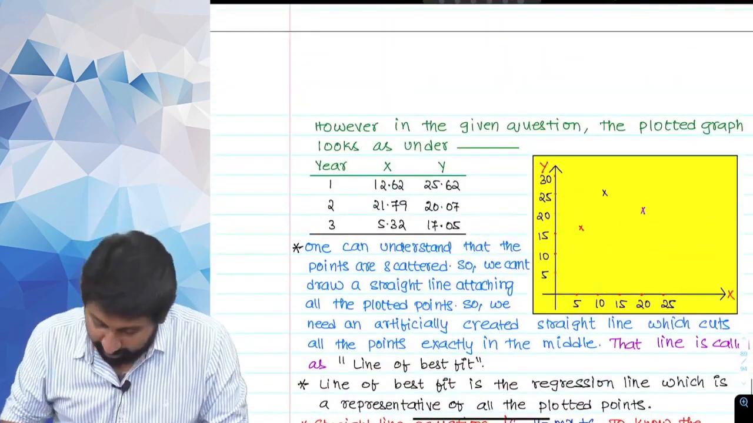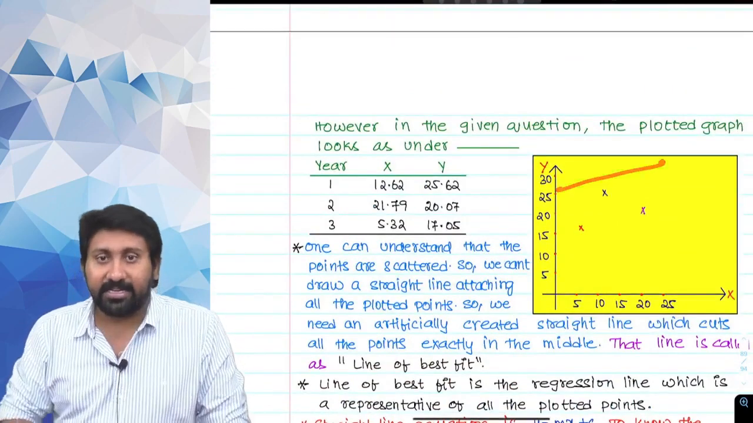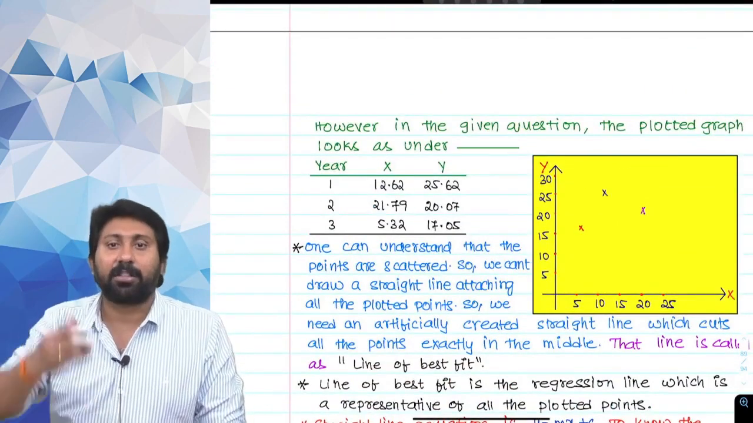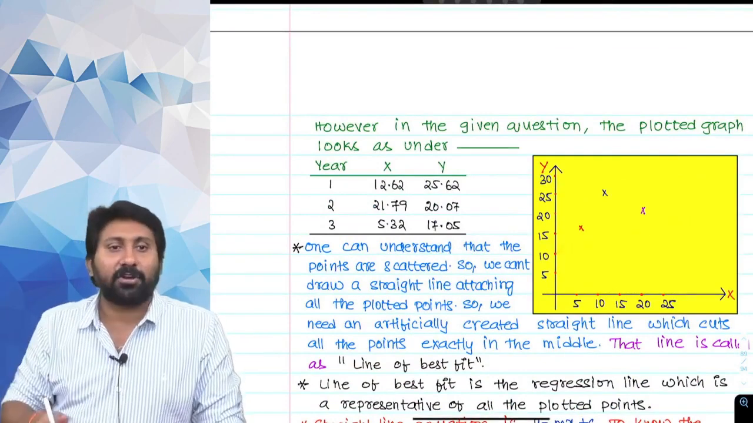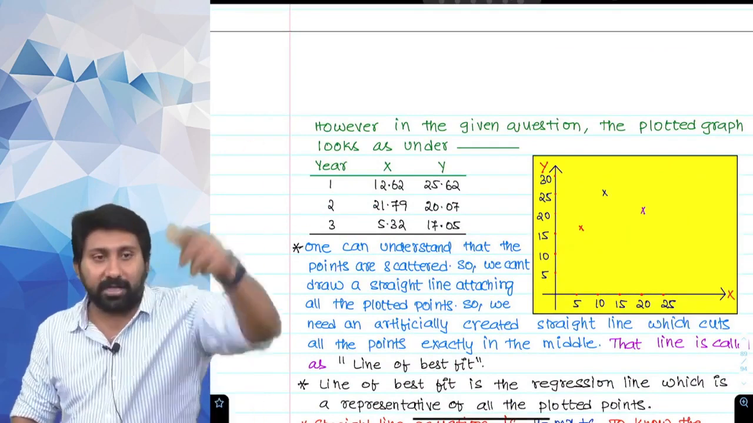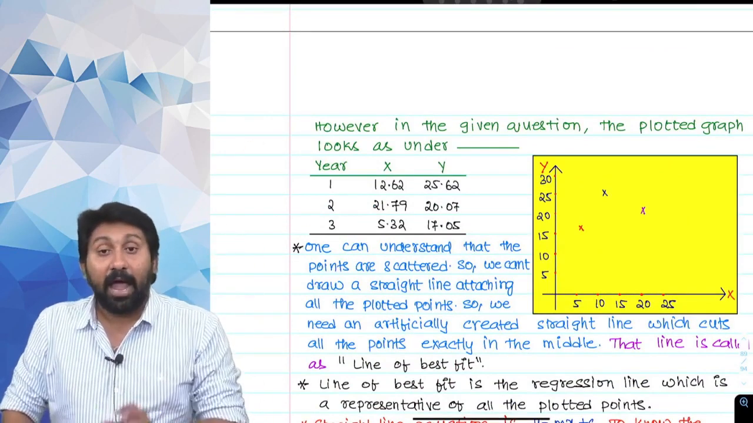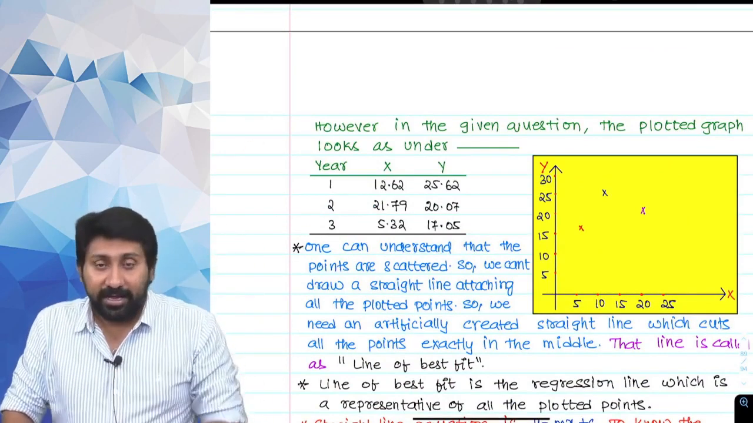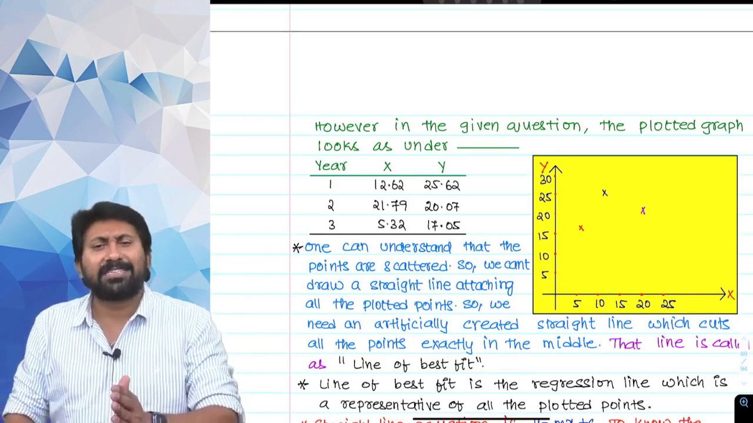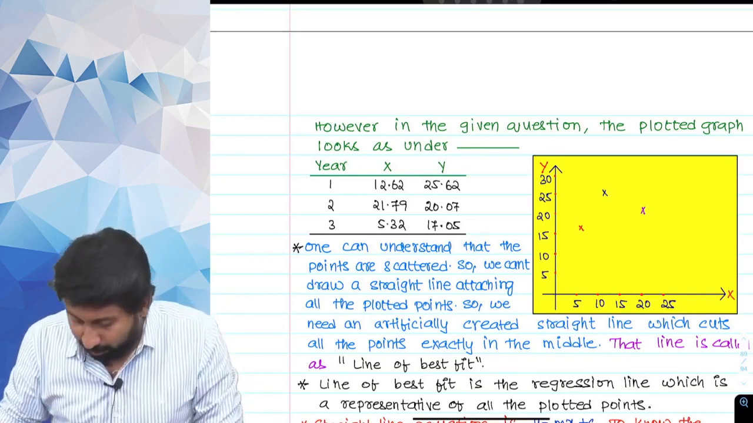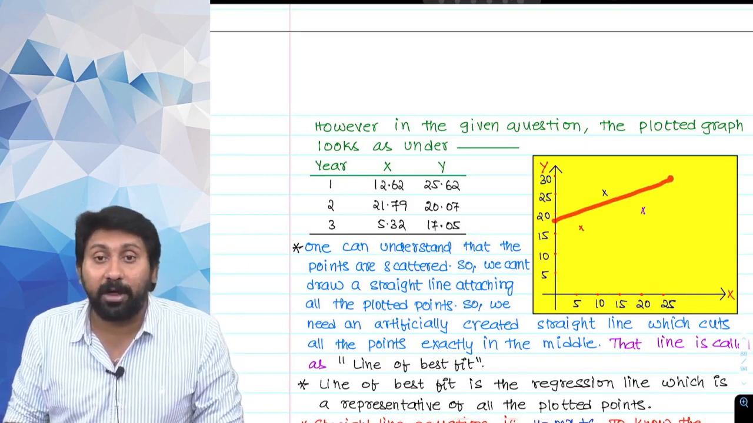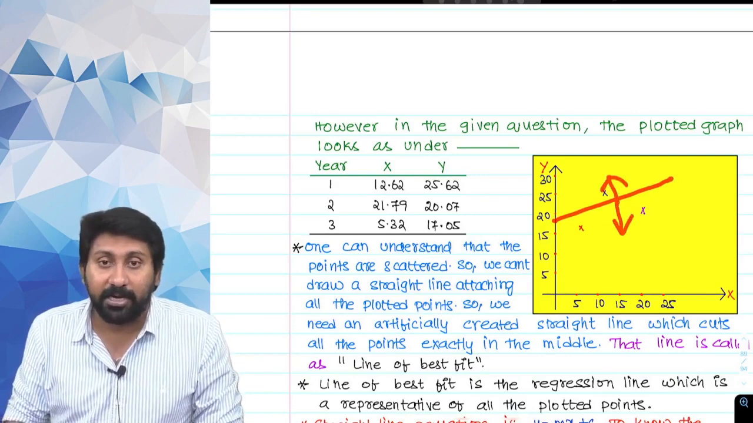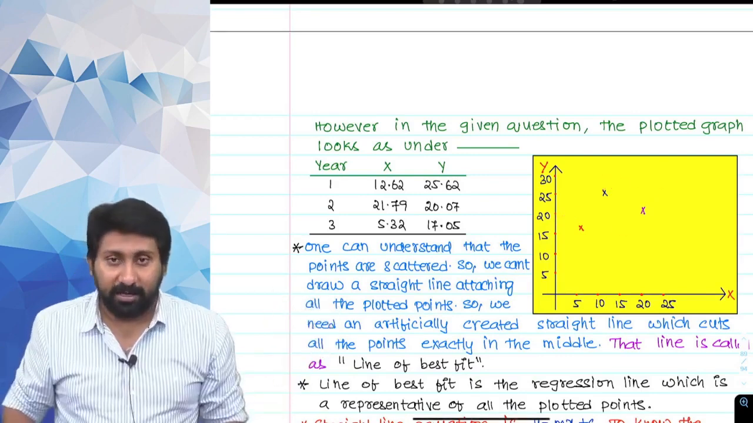See here. If I draw a line like this, it is wrong on the higher side because all the plotted points are below that. If I draw a line here, it is always wrong on the lower side because all the points are above the line. I should draw a line in such a way that it exactly cuts all the points in the middle, such that some points will be above the line, some points will be below the line, and both will set off with each other.